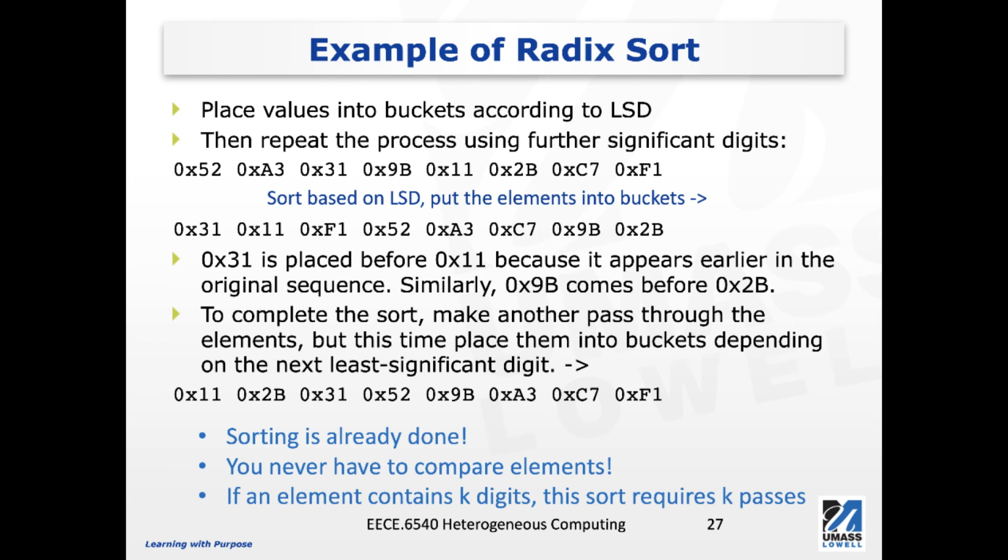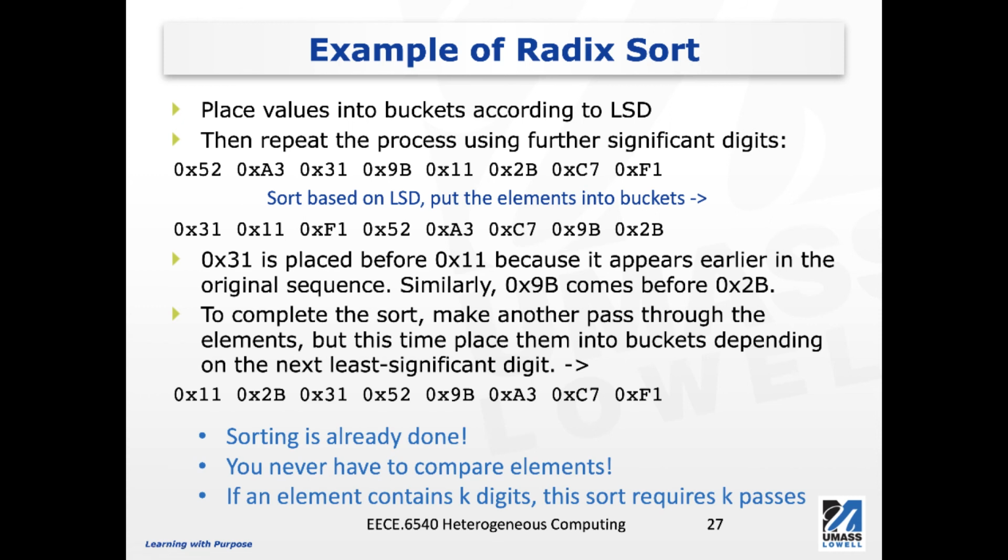To complete the sorting process, we will make another pass through the elements. But this time we're going to place them into buckets depending on the next least significant digit, well, the second to the least significant digit, which in this case is actually the most significant digit. So 3, 1, F, and so on. We're going to sort based on this digit and put them into buckets.